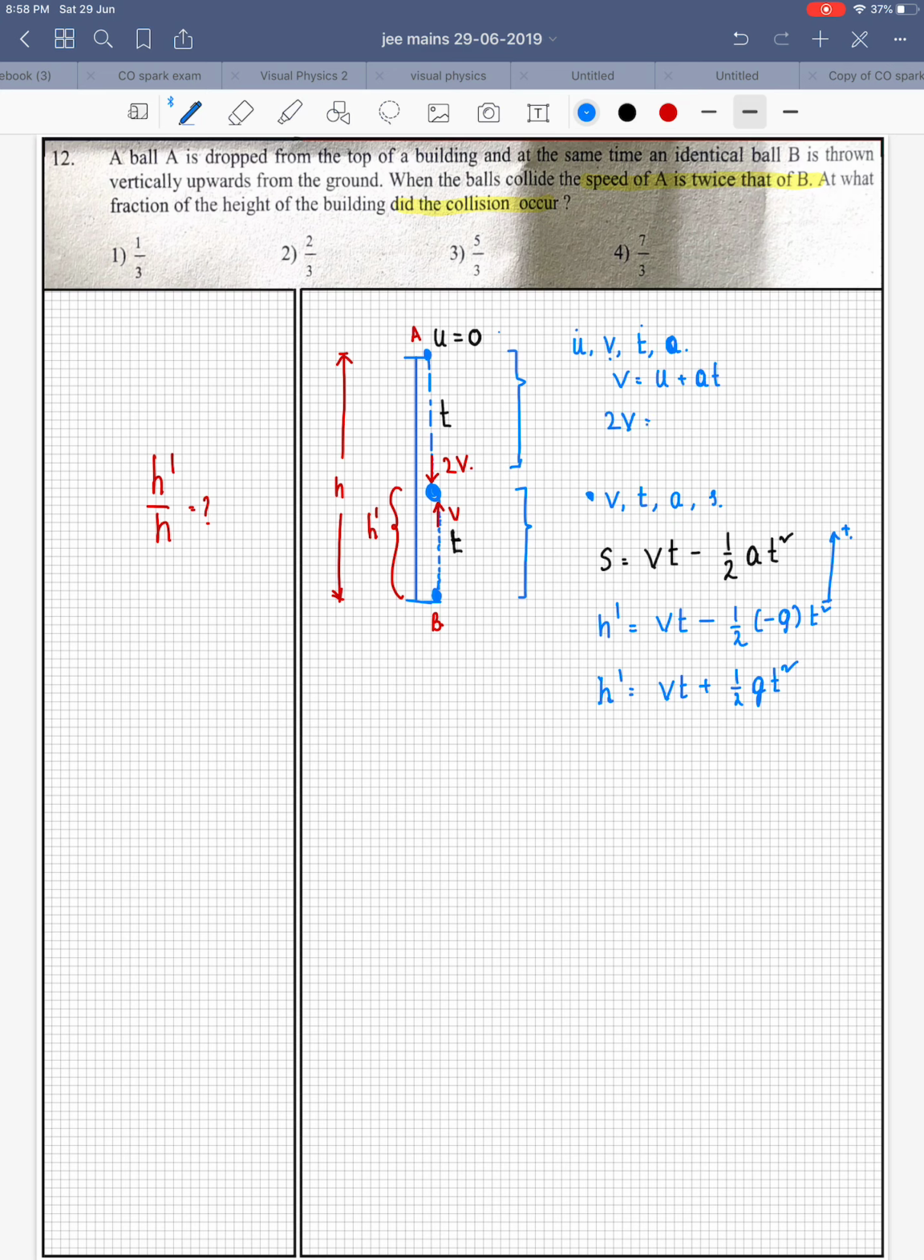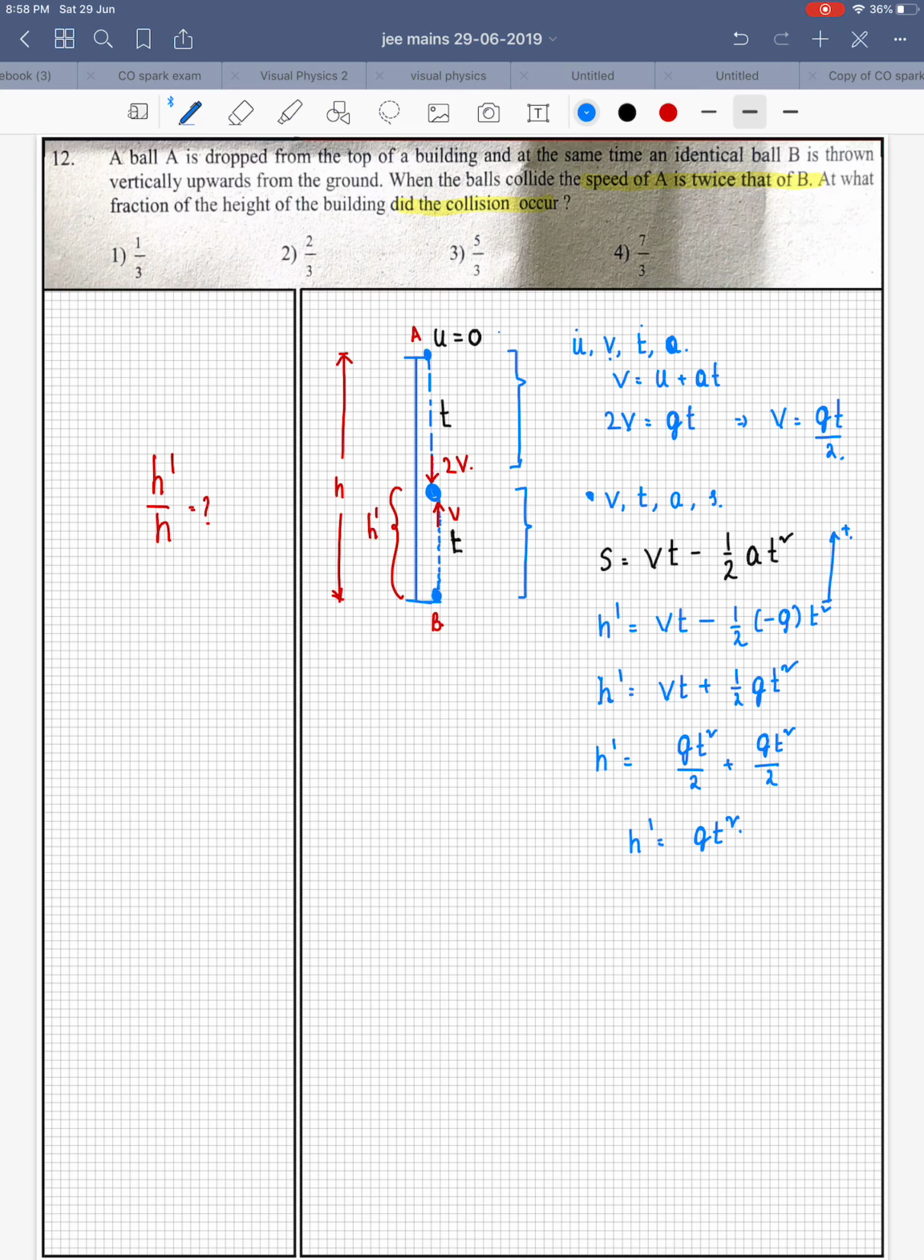So final velocity 2v equals g into t, the same t, because the time is the same. So you get v equals gt by 2. So h dash equals v t, which is gt square by 2, plus gt square by 2. So you get h dash equals gt square. So how do we get h?